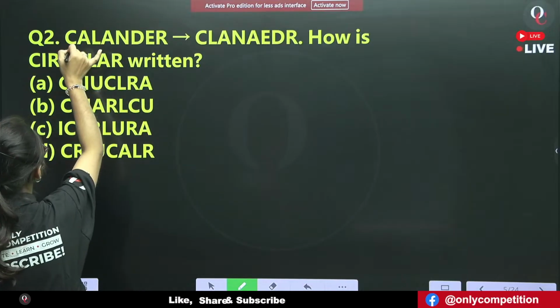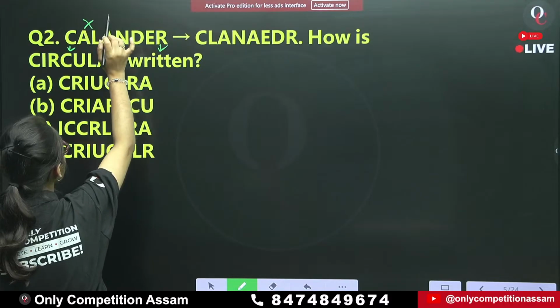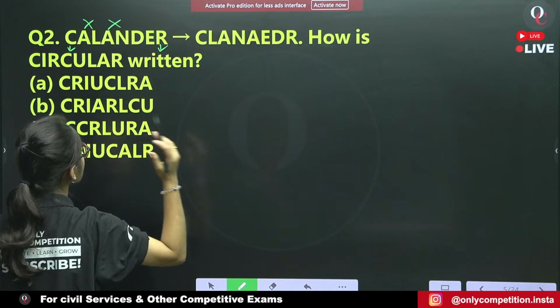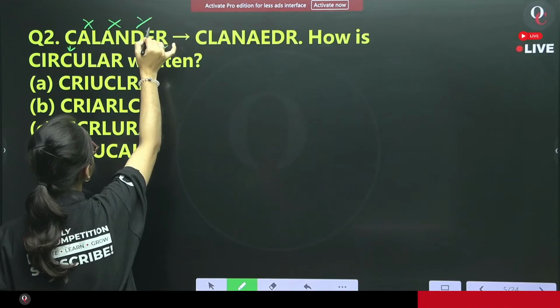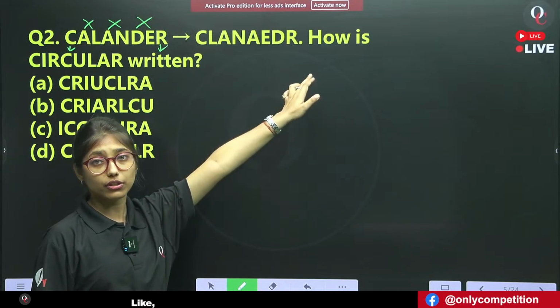They have just written C as it is, R as it is. L and A have been interchanged. A and N have been interchanged. E and D have been interchanged. And therefore, we will get this particular pattern.